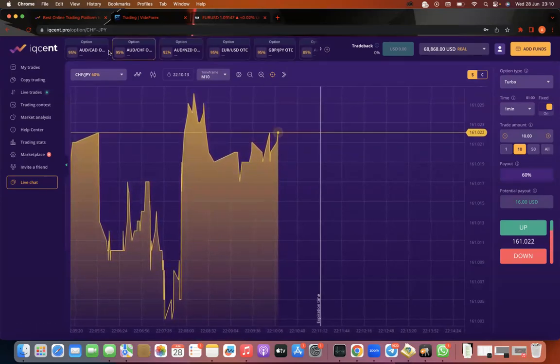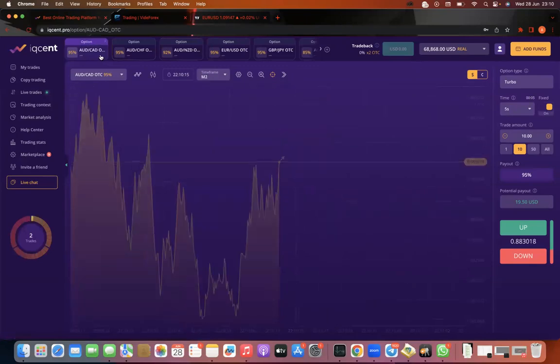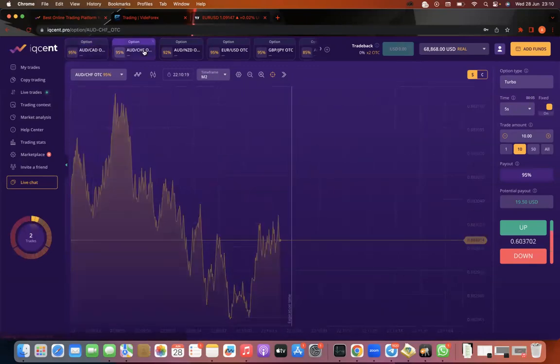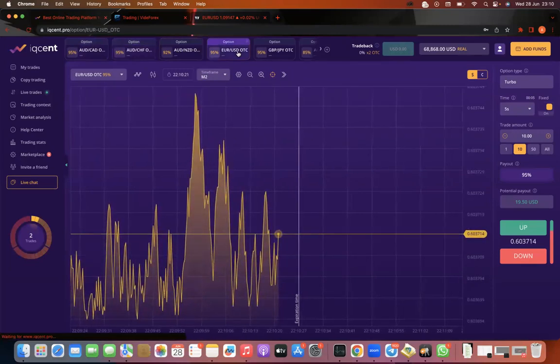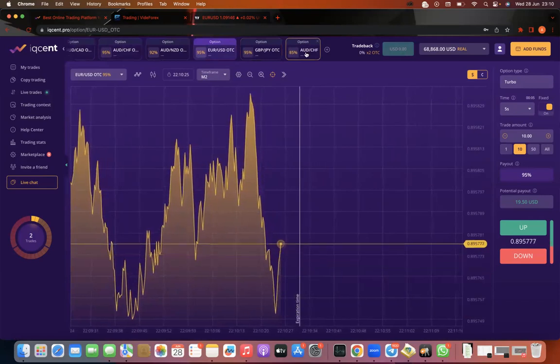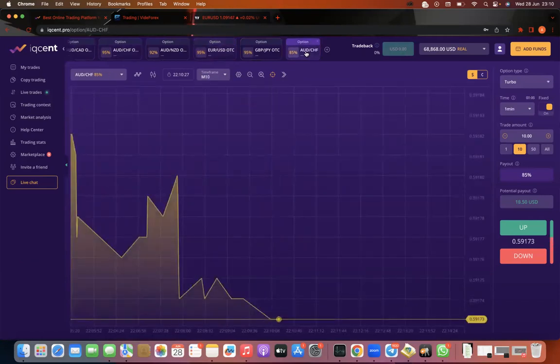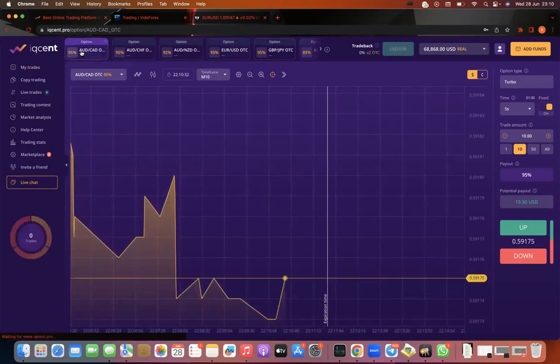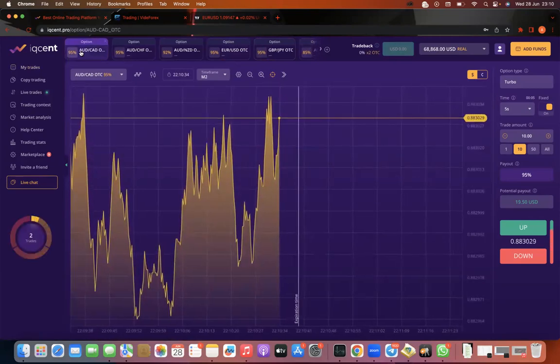So for example, if I want to quickly check AUD card, I just click on it. Here's my AUD card. I want to check AUD signature, boom. USD, boom. Probably AUD signature, I swipe to this side, boom. You see it. So that is basically it. It's very useful.